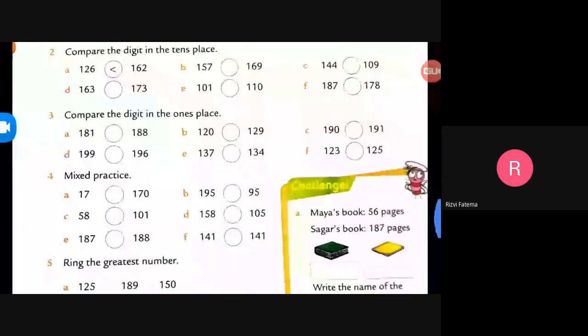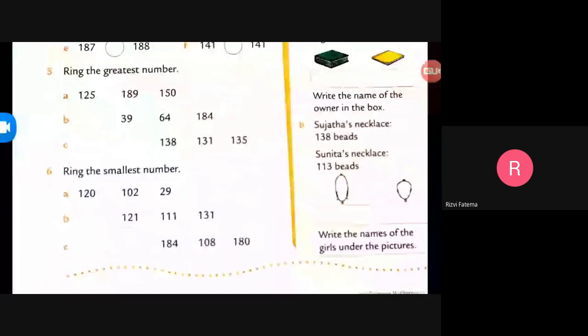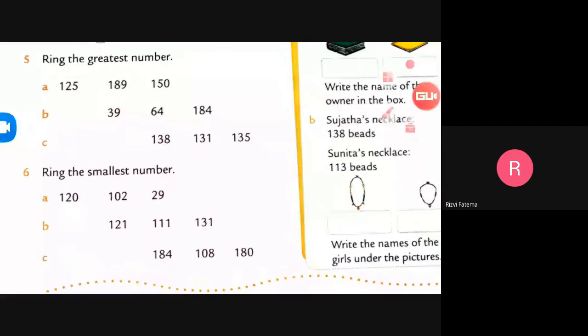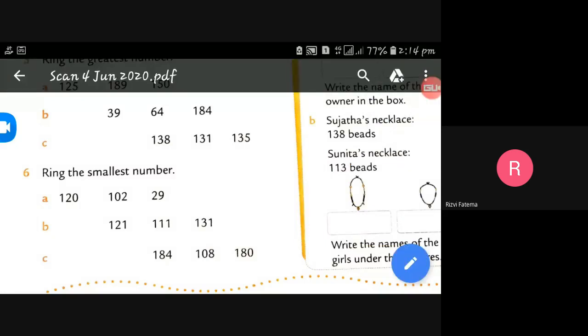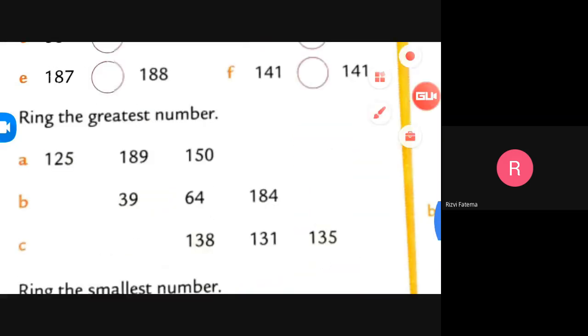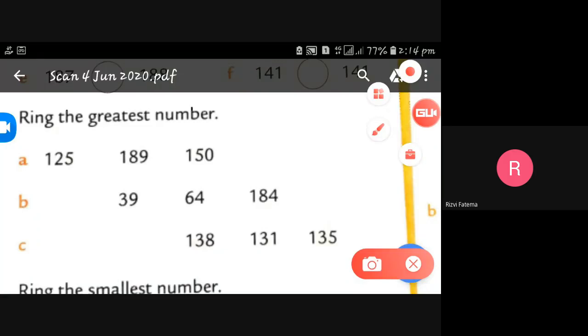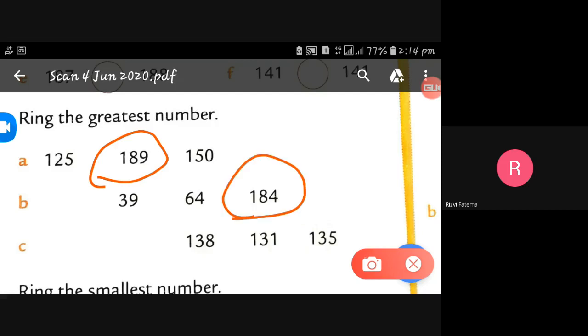Exercise 1C. See this, question number 5 and 6, we did in the previous lecture. Understood? So here you have to circle the smallest number and the greatest number first. See which is the greatest number here. Okay, here, see this. 189, this is the big number. Here, 184, this is the big number. And here, 138, this is the big one.